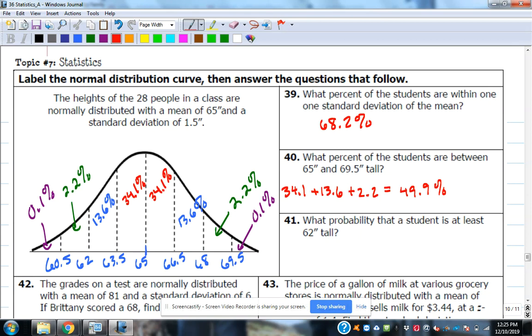41 says, what's the probability that a student is at least 62 inches tall? What does at least mean? Or more, right? So the probability is going to be the percentage from 62 up. We're going to add 13.6, 34.1, 34.1, 13.6, 2.2, and 0.1. Or we could take 1 minus 2.2 plus 0.1, and we're going to get the same number. That'd be 97.7%.